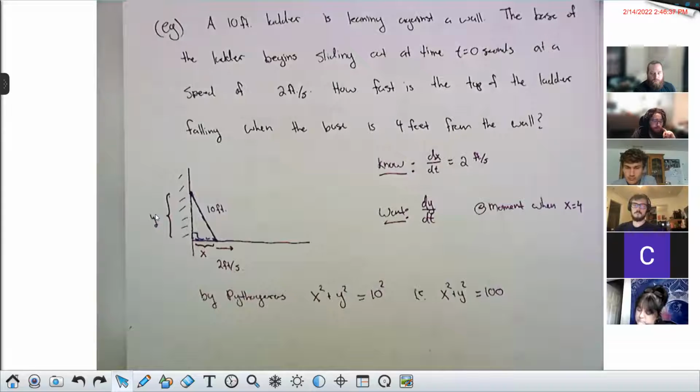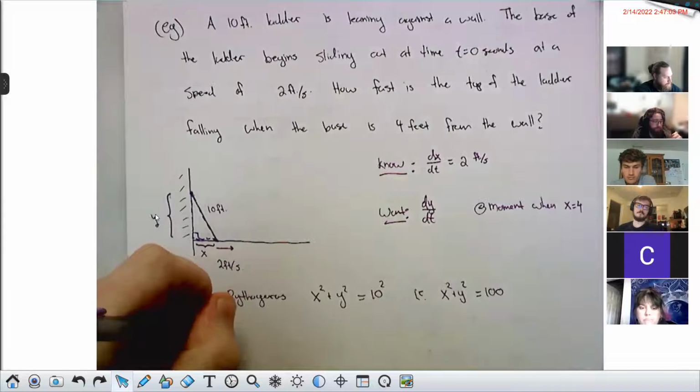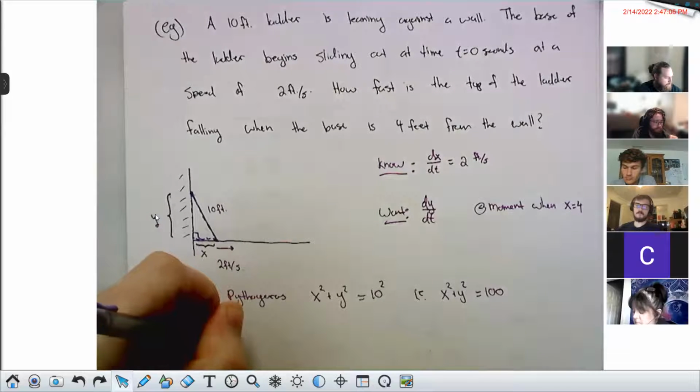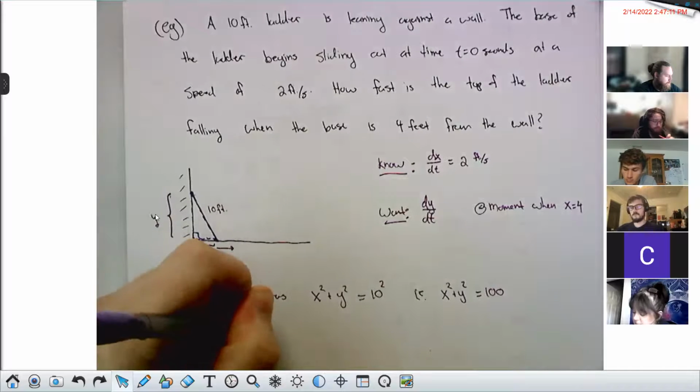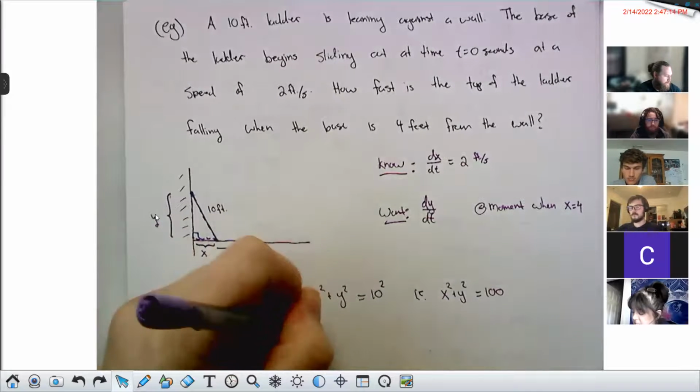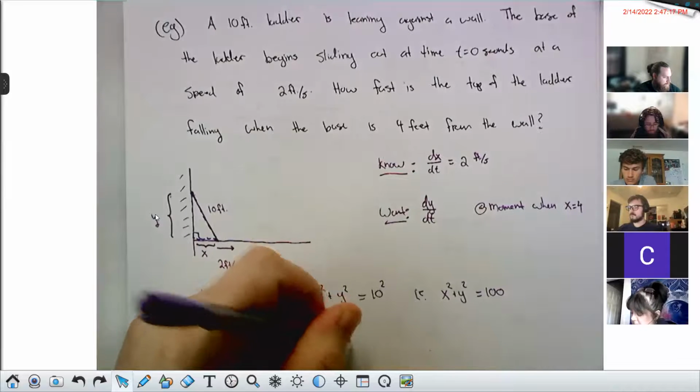So now I've got all the pieces. I've got a good picture. I've labeled things, chosen some variables. I've written down what I know and what I want to know in terms of derivatives of those variables taken with respect to time. And I've cooked up a nice equation relating the original variables that I can differentiate through to make dx/dt and dy/dt appear. So if I take the time derivative on both sides, x squared plus y squared is equal to the time derivative of 100.